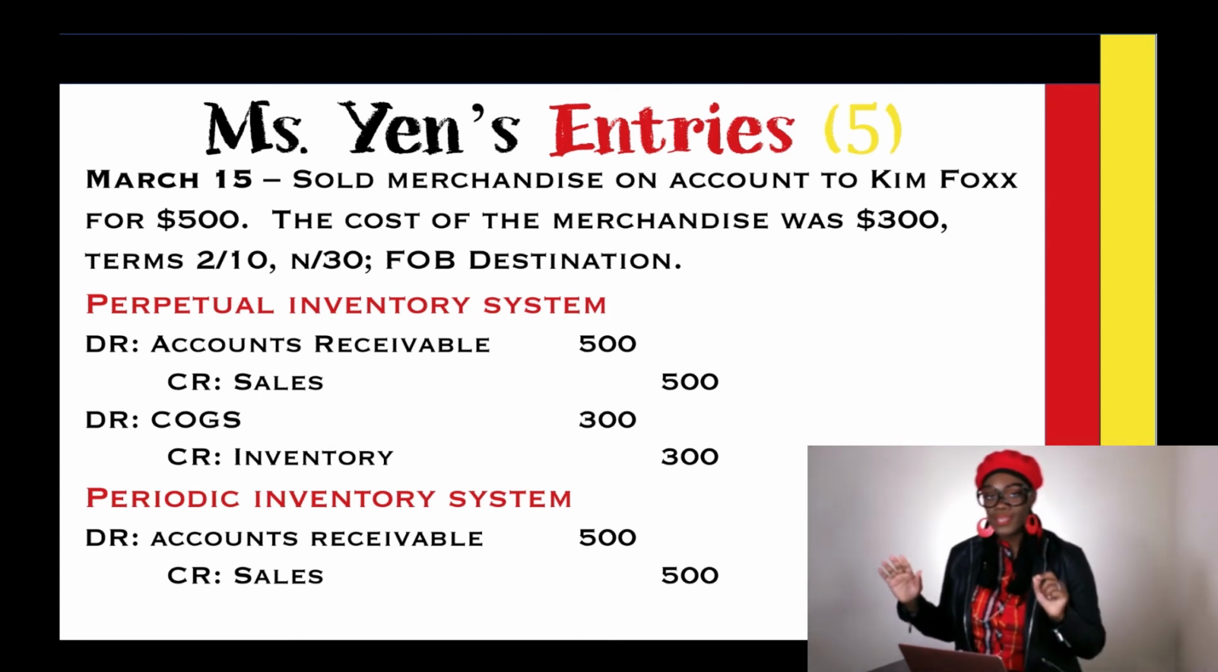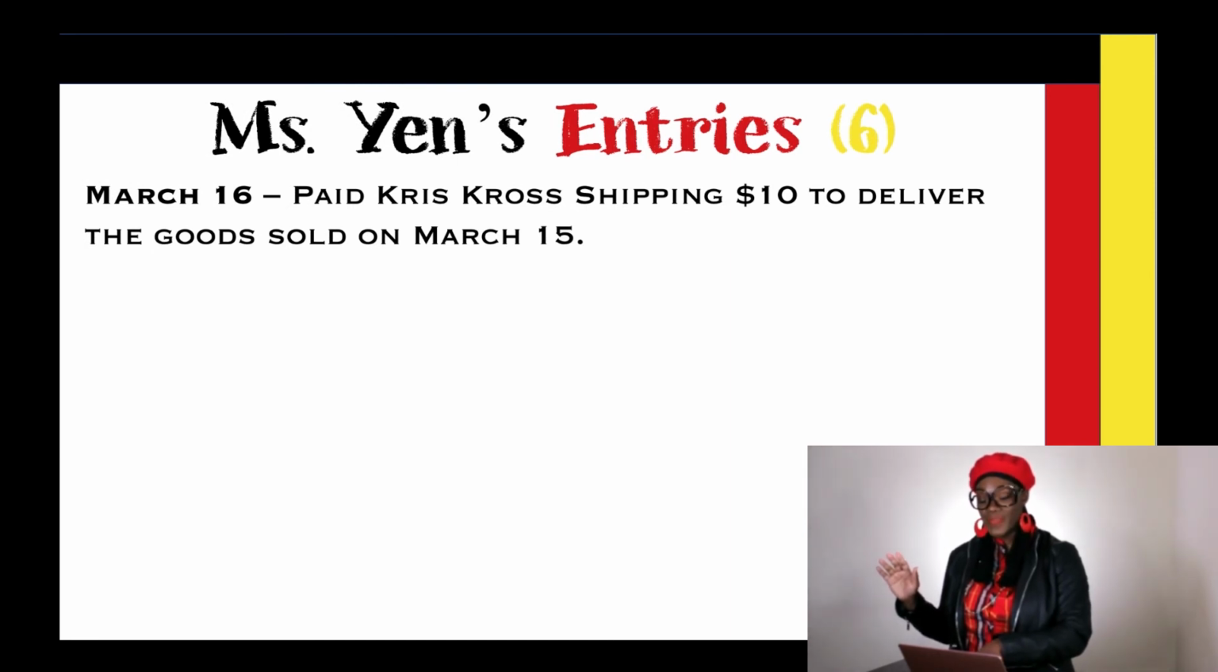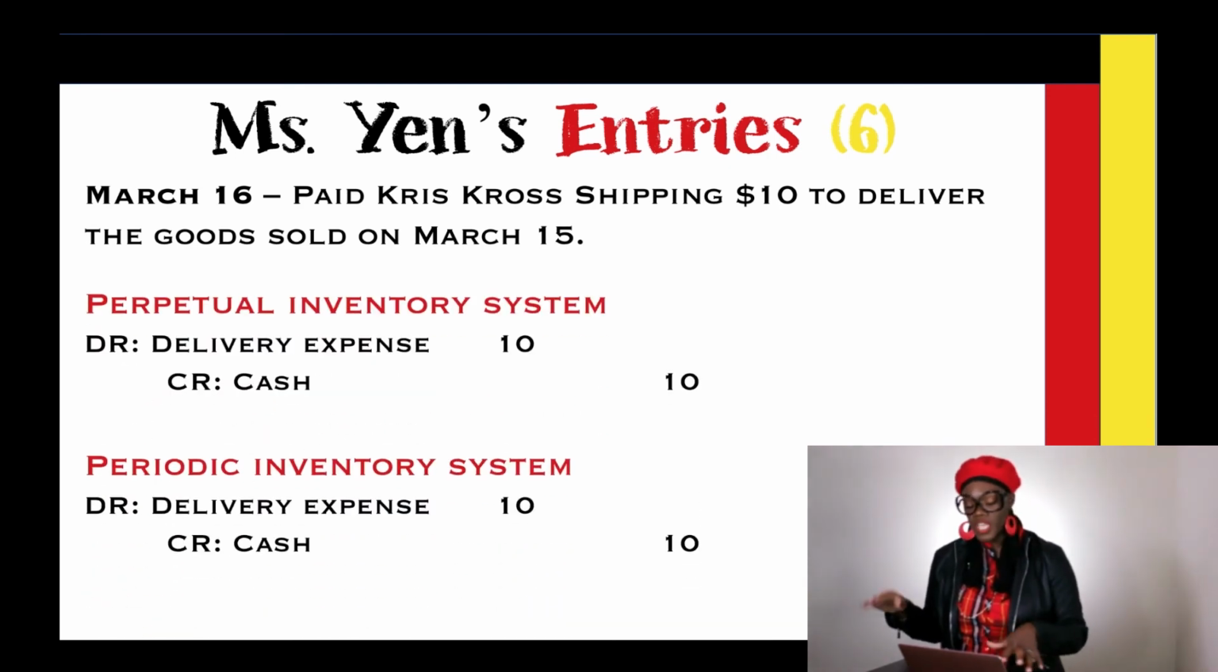All right. Number 6, we paid Crisscross Shipping $10 to deliver the cost of goods sold on March 15th. Easy peasy. This is going to be an expense. All right. Delivery expense, cash, both periodic and perpetual.